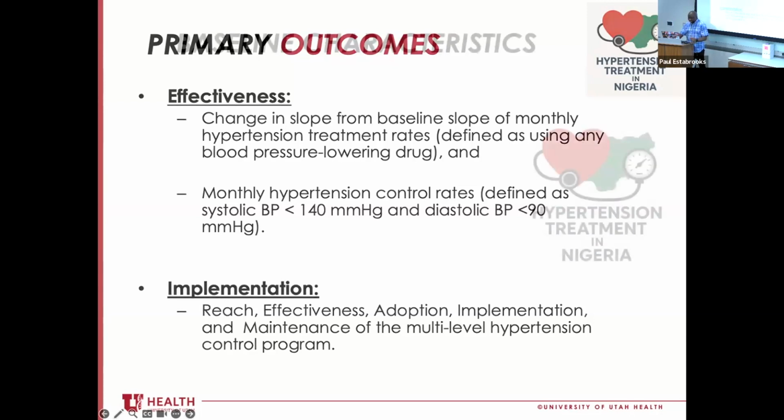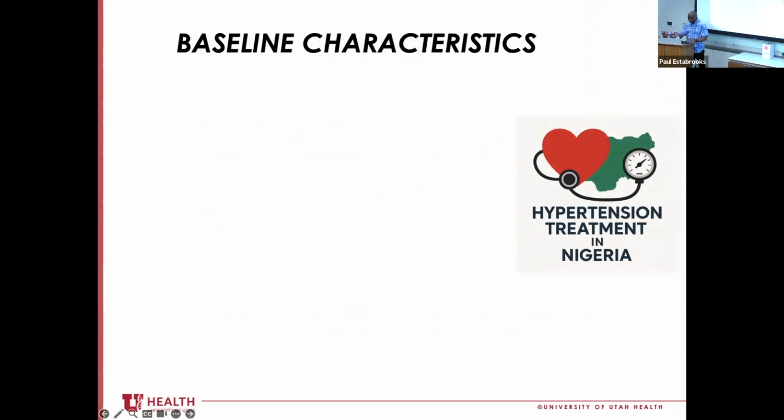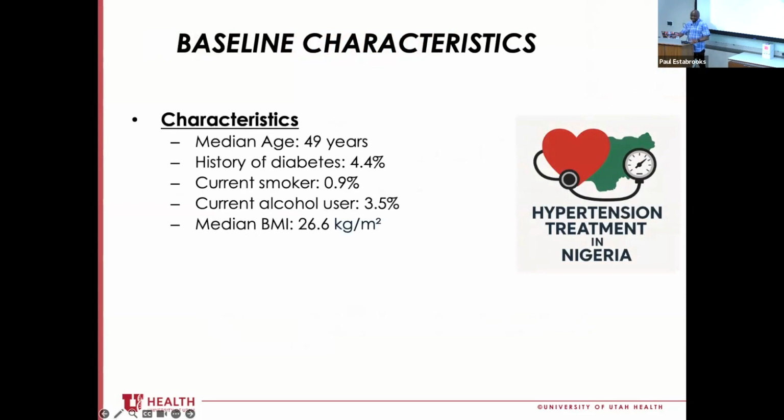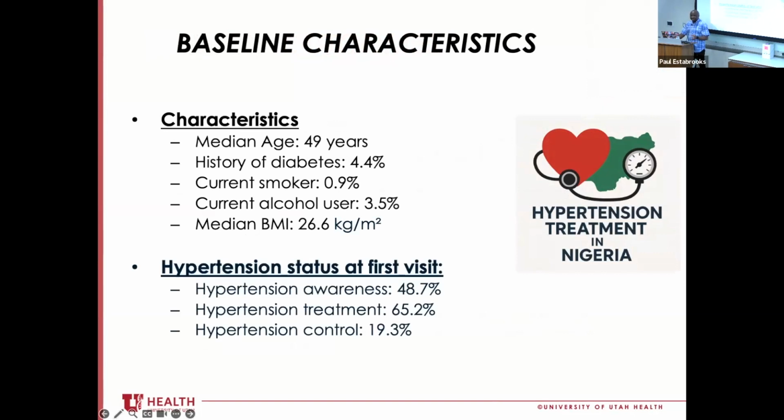I'm going to provide brief baseline characteristics of this population. The median age of the participants was 49 years, 4.4% have a history of diabetes, less than 1% were current smokers, and the median BMI is 26.6, so many were overweight. In terms of hypertension status at first visit, 48.7% were aware of the hypertension, 65.2% were treating before we even did our intervention, and 19.3% had controlled blood pressure.